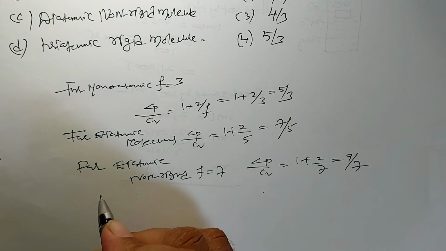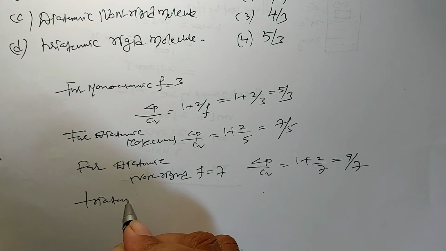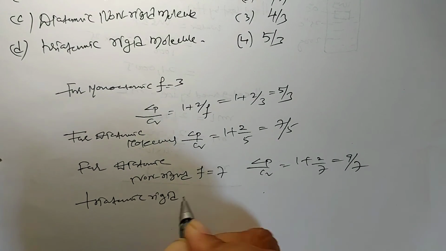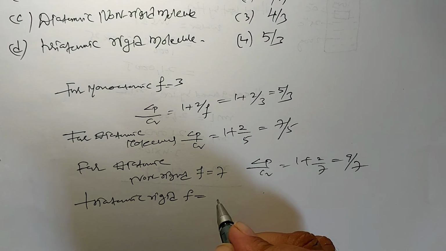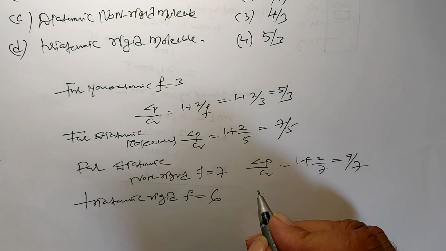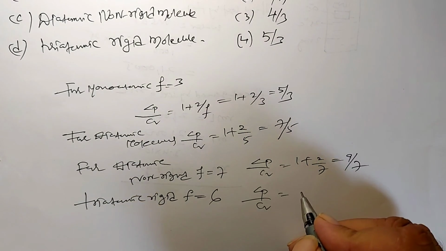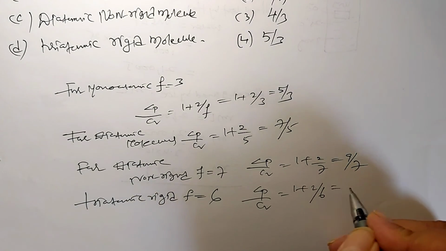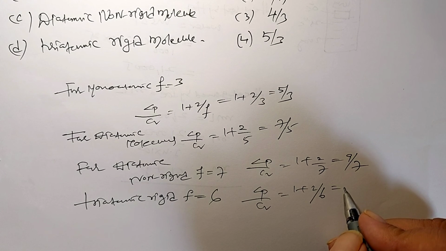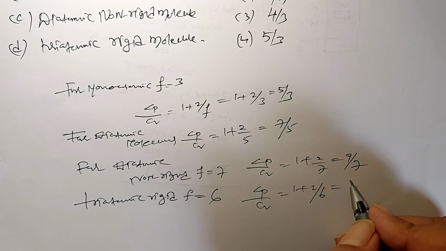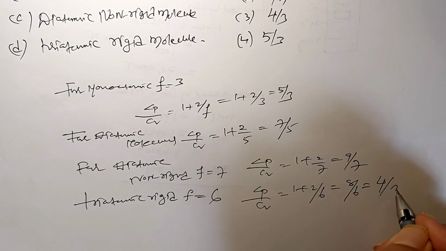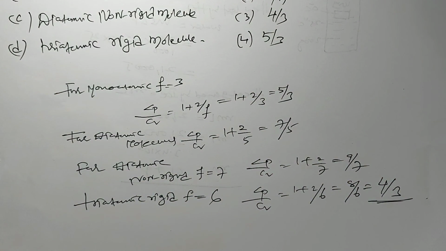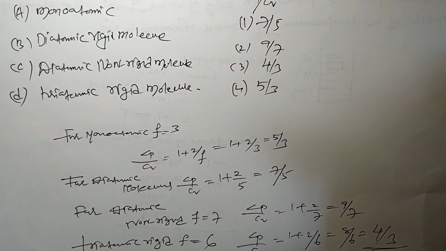For triatomic rigid, F is equal to 6. So Cp by Cv is equal to 1 plus 2 by 6, that is 6 plus 2, 8 by 6, that is equal to 4 by 3. So now match these degrees of freedom.